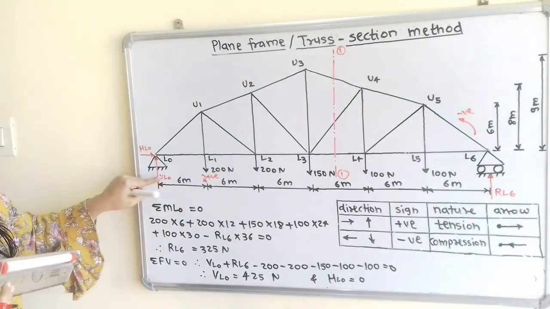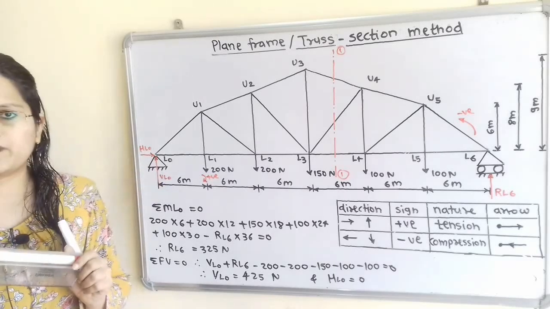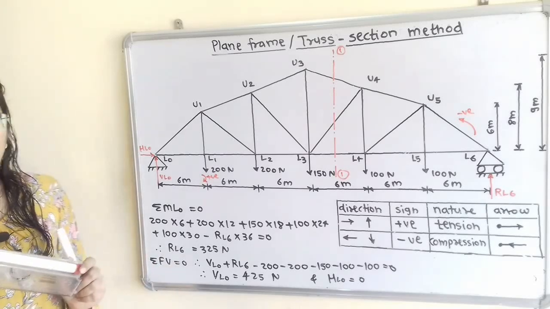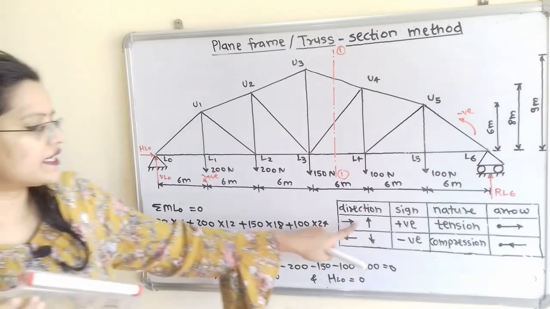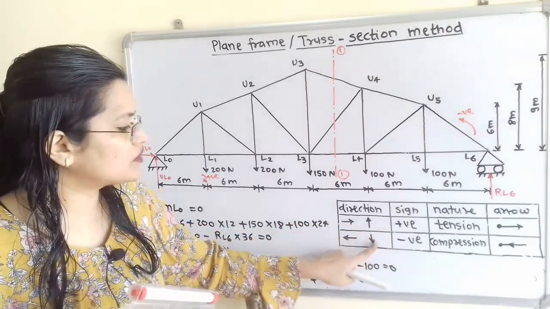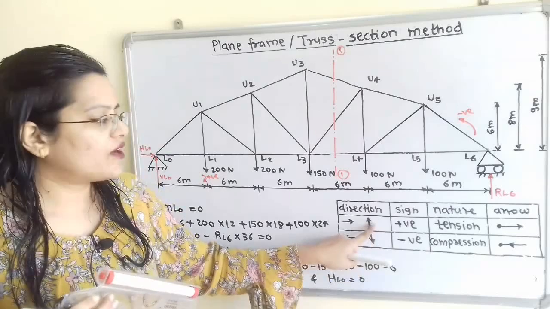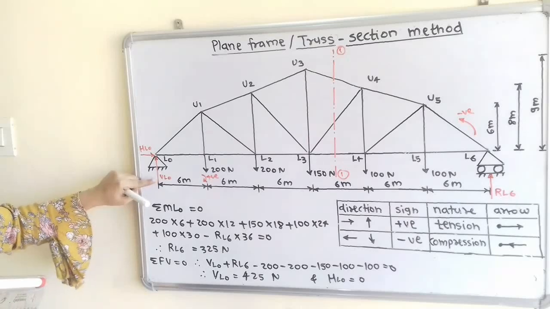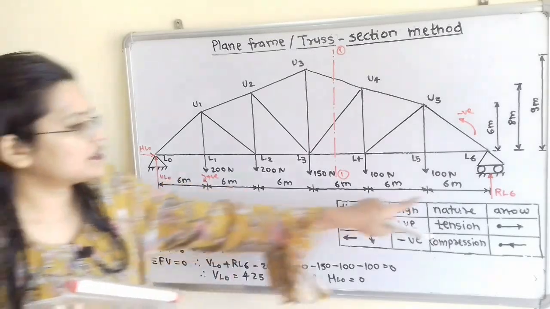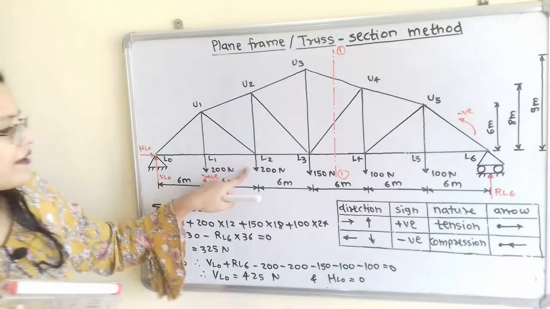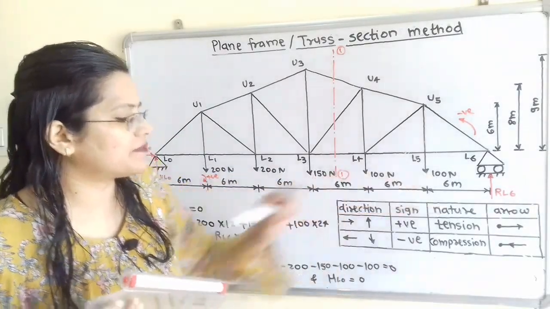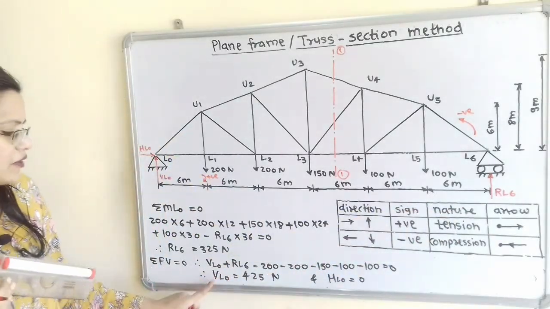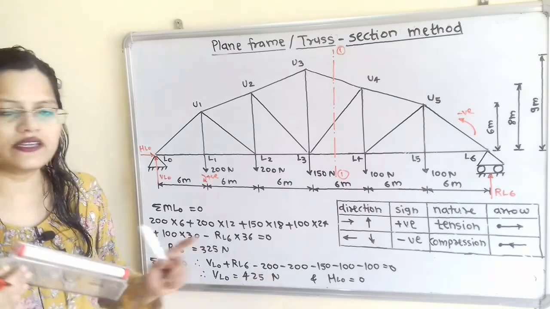Now we will find VL0 and HL0. We take the second rule, the summation of all vertical forces is equal to 0. For the vertical direction, use a positive sign for upward and a negative sign for downward. So we take plus VL0 plus RL6 minus 200 minus 200 minus 150 minus 100 minus 100 is equal to 0. Now RL6 is known, so we put in the value. So VL0 is equal to 425 Newton.